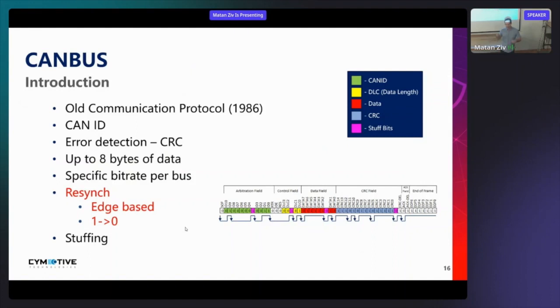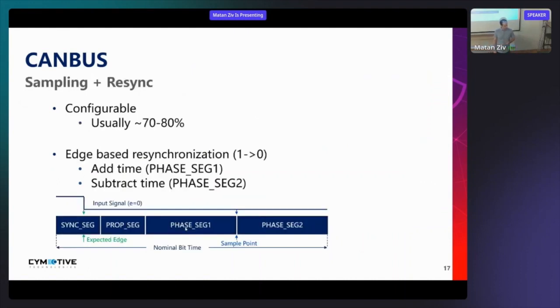Resynchronization. As we previously mentioned, the only thing sent on the bus is these 0 or 1 bits. How are different components supposed to be synchronized regarding these sent bits? So this is based on a resynchronization that happens every time an edge of 1 to 0 occurs. So every bit that is sent can actually be separated into different segments. A synchronization segment, in which an edge is expected. A propagation segment, responsible for the time the signal takes to reach from one component to the other. And 2 segments, seg1 and seg2. The sample point will be between seg1 and seg2.